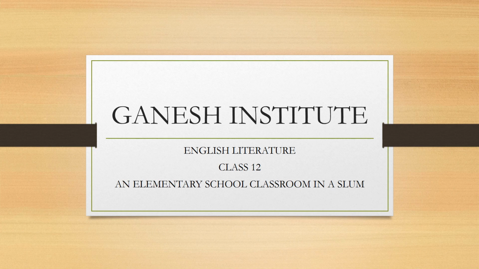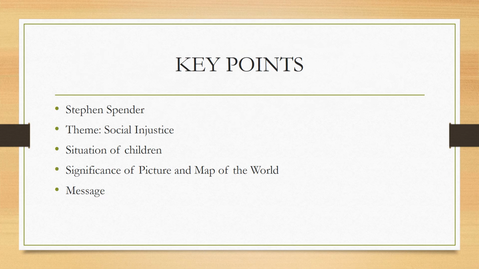So in today's video, we are taking up a poetry section from Flamingo of English Literature. The poem name is An Elementary School Classroom in a Slum. Let's get started with the discussion on this poem. This poem is written by Stephen Spender and the theme is based on social injustice. How does it belong to social injustice? Let's talk about it.